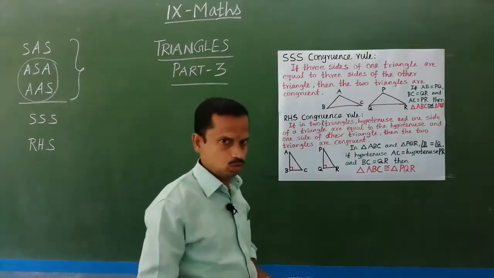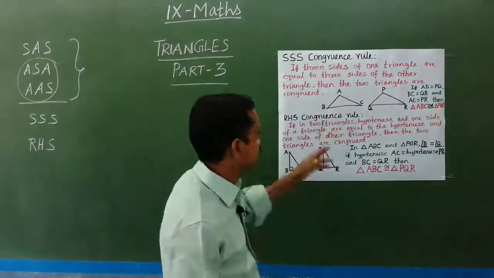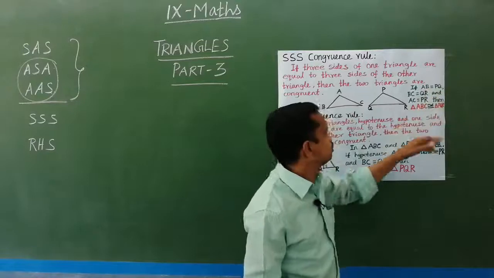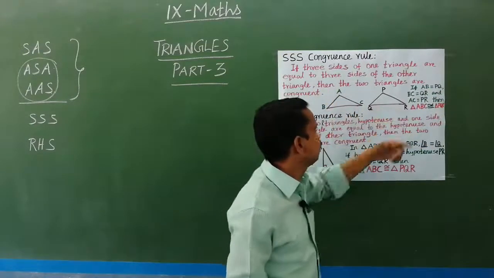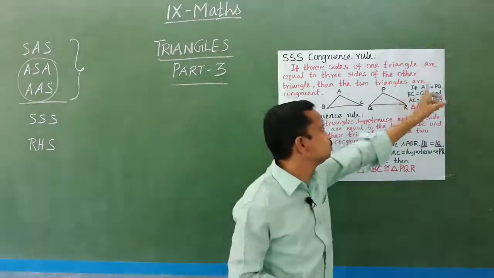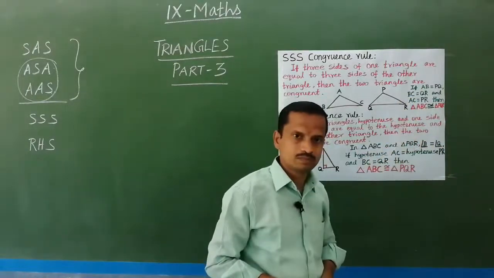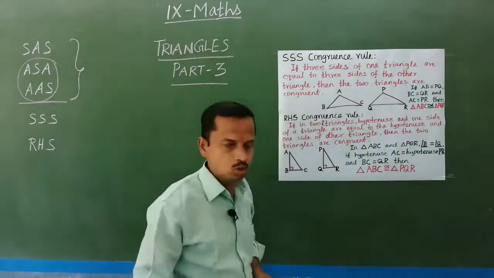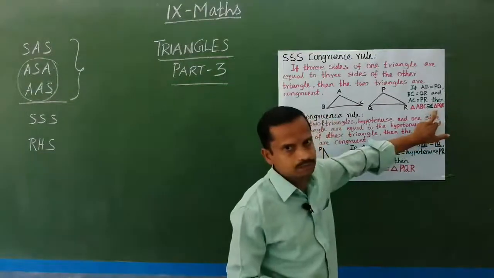So if three sides of one triangle are equal to three sides of the other triangle, then the two triangles are congruent. For example, you take triangle ABC and another triangle PQR, and the corresponding sides AB corresponds to PQ, BC corresponds to QR, and AC corresponds to PR, and they are equal. AB equal to PQ, BC equal to QR, and AC equal to PR. If it happens, then we can say the two triangles are congruent. Triangle ABC congruent to triangle PQR. Is it clear?